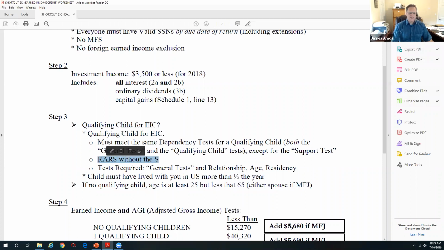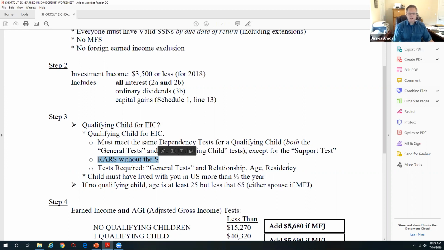It's a qualifying child test. He's got to be your qualifying child by definition, except if the only reason he's disqualified is because of that S, he's still going to meet the EIC requirement for you. Okay, RARS without the S. So you must have a qualifying child by definition, RARS without the S. If you can remember those two things, I think you'll keep it straight.